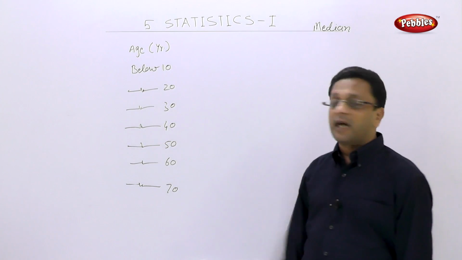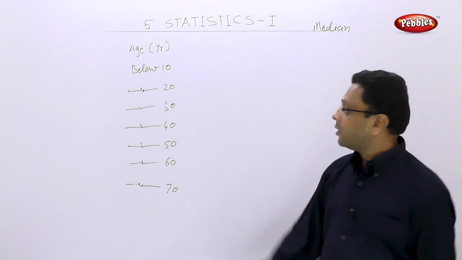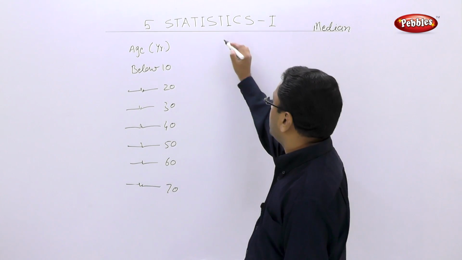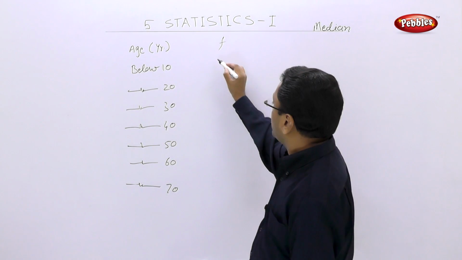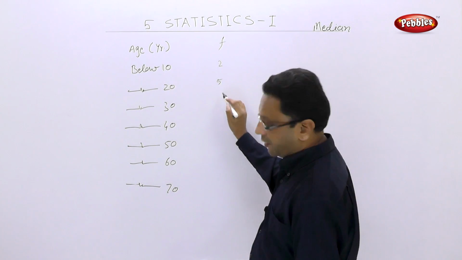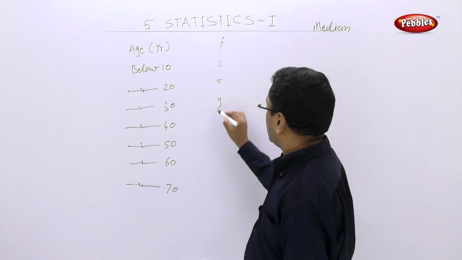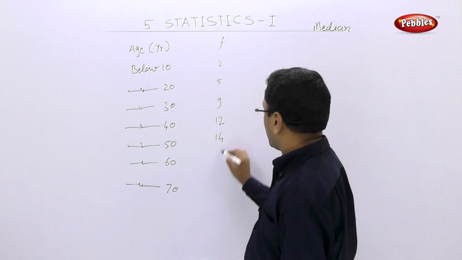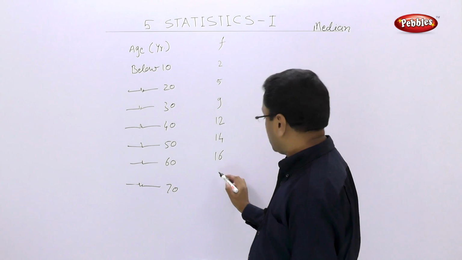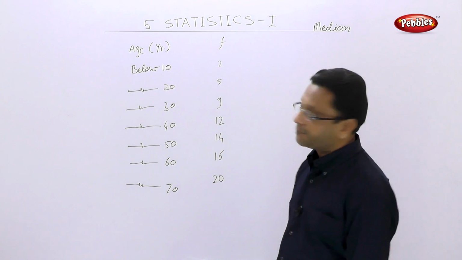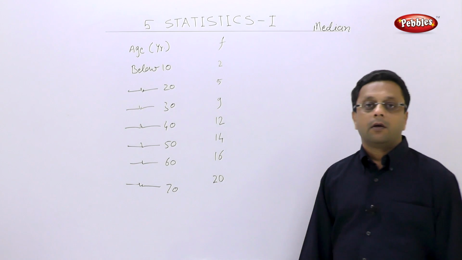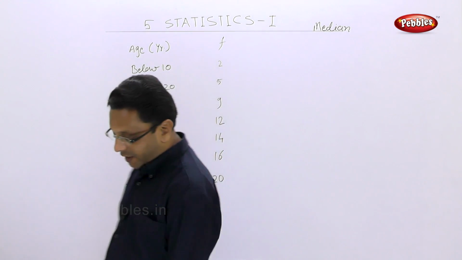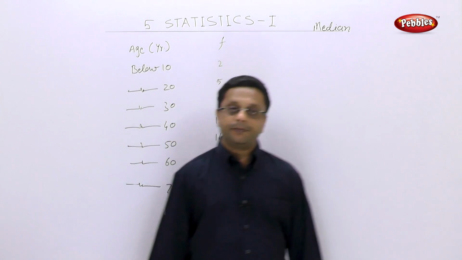They are not given the direct classes. They are given like this, and the frequency, the number of persons, is given as 2, 5, 9, 12, 14, 16 and 20. And we have to find out the median. Find the median age of persons.